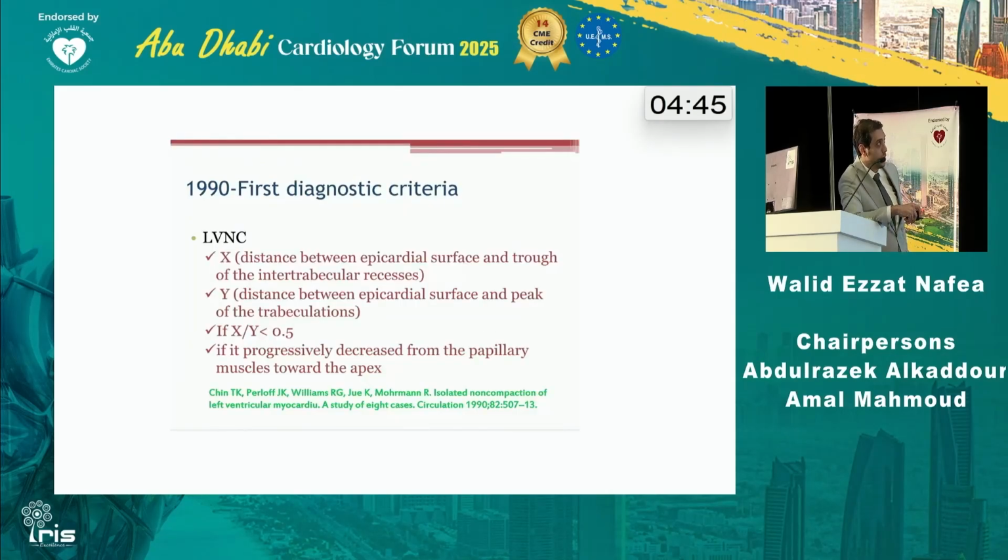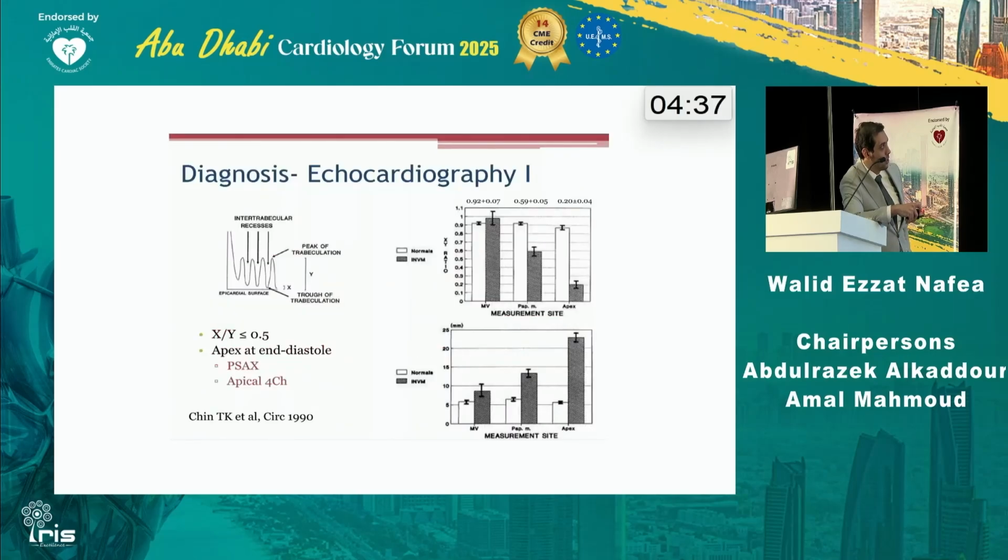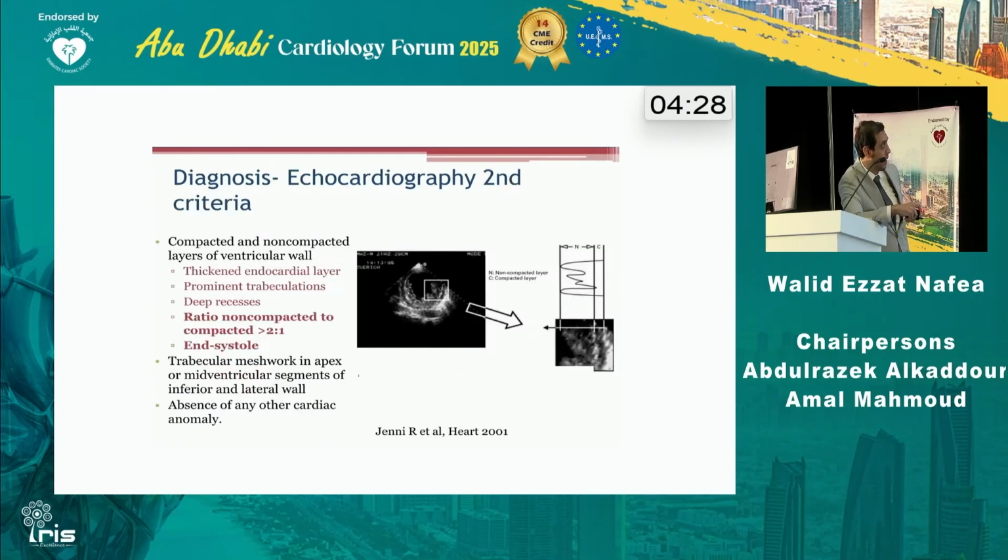So going to the first diagnostic criteria, we talked about X and Y. This is the Chen et al. criterion. The X is the area of the compaction, and the Y is the area of the non-compaction. If you divide both, and if you have 0.5 or below, you have a diagnosis in end diastole. And if we go to Jenni, it gives you a diagnosis in end systole of more than double the non-compacted to compacted ratio.